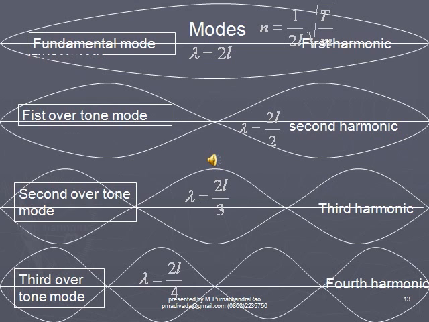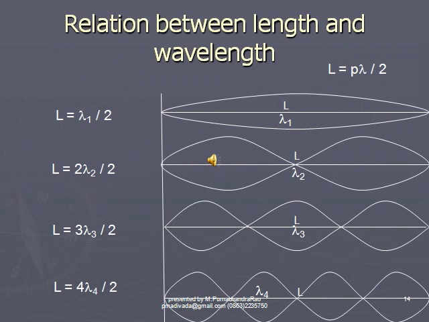Now let us proceed to find the relation between wavelength and length of the wire. Just now we have seen that a stretched wire can be vibrated in different modes. If the wire is vibrated in P loops and the wavelength of the wave is lambda, then the length of the wire L will be equal to P into lambda by 2, because the loop length is lambda by 2.